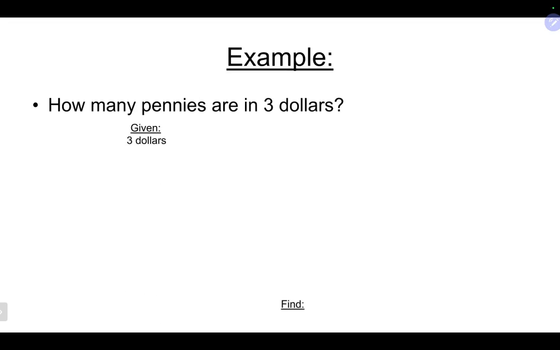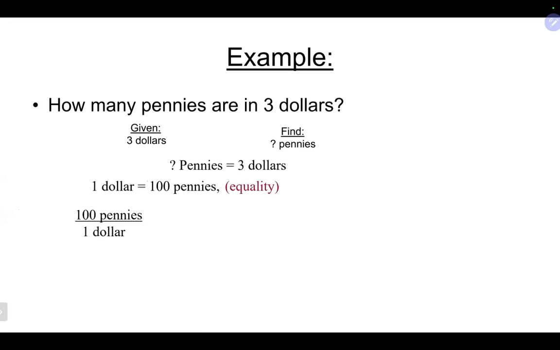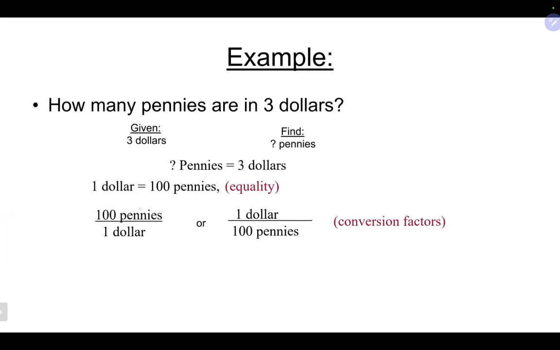So obviously, if we look at this pretty straightforward, simple problem here, if we were looking for how many pennies there would be in $1 or $3, we would use our equality, which is $1 is 100 pennies. Again, from each of those equalities, you could write two conversion factors.